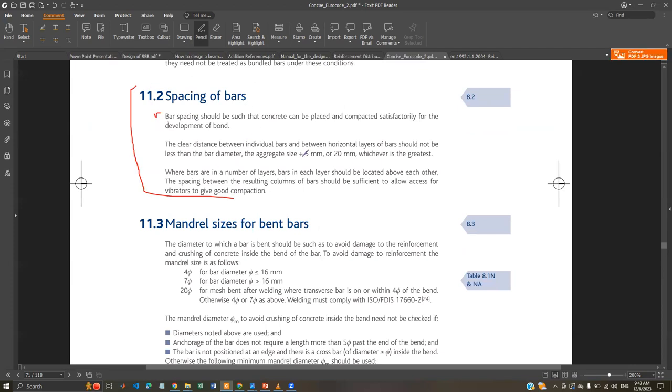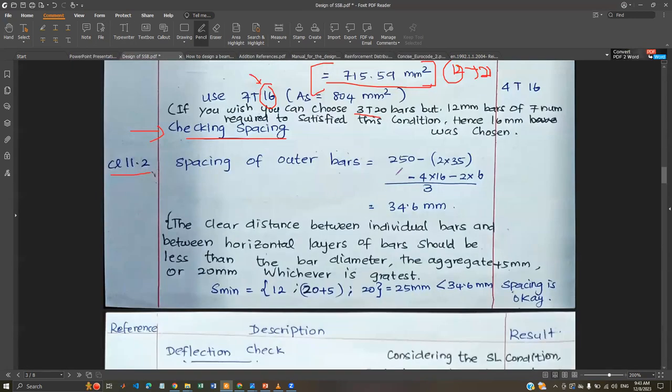The provisions are already mentioned. If I want to check that, I need to consider my bar diameter and the aggregate size plus 5 millimeter. That's the reason I initially mentioned the aggregate size, which should be a minimum of 20 millimeter. So what I need to do is consider the spacing of the outer bars. Please look at how I did that. If you consider the beam here, this is my B, which I calculated as 250 millimeter.